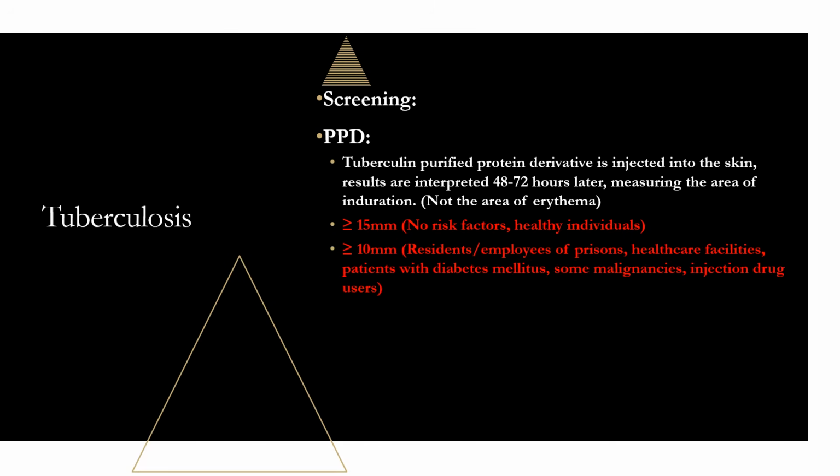Next, you have some more problems. So these are going to be patients that are either hospital employees, residents or employees of prisons, patients with maybe diabetes, some types of malignancies, injection drug users. They're only going to get away with up to 9 millimeters. So as soon as they hit the 10 millimeter mark or higher, they are now considered positive for PPD exposure. So 10 millimeters or higher, again, that's your moderate risk patients: residents, employees of prisons, healthcare facilities, patients with diabetes, some malignancies, and injection drug users.